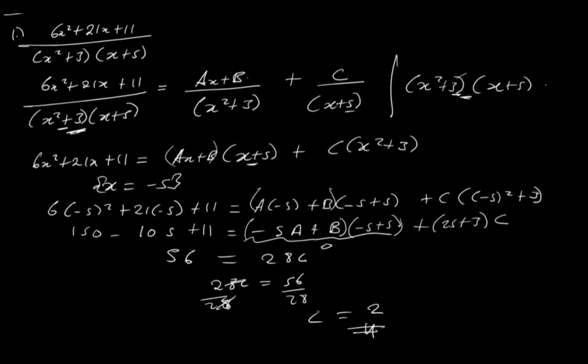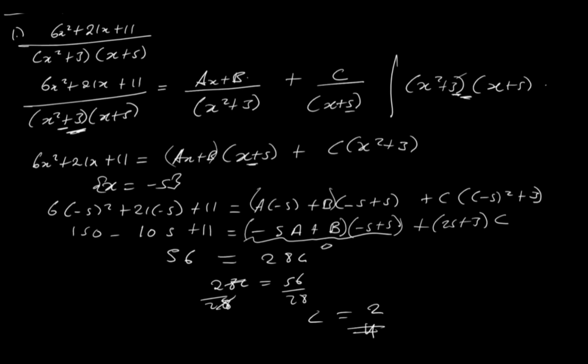As simple as that. Now that you have the value of C, let's try to find the values of the other variables present. So don't forget what's here. Remember, we're having a format of this form. Let's pick it up from here. So we have 6x squared plus 21x plus 11 is equal to (Ax plus B) times (x plus 5) plus C times (x squared plus 3).